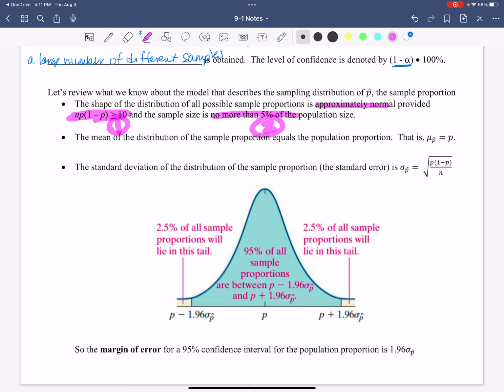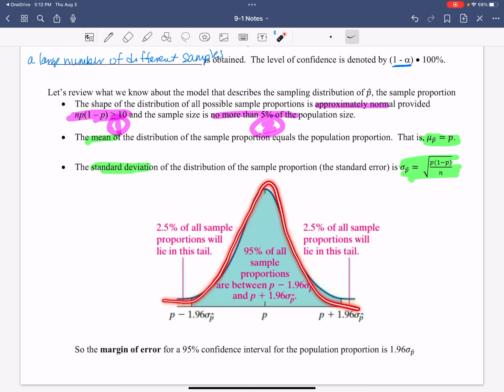Right, okay. What else do we know? The mean is the proportion. The standard deviation of this distribution is given by this formula, right? We just worked with those. So we're taking previous information and putting it into the current lesson. That's kind of what's happening here. Okay? And then here's a visual representation of what that is. So here we have our bell curve.